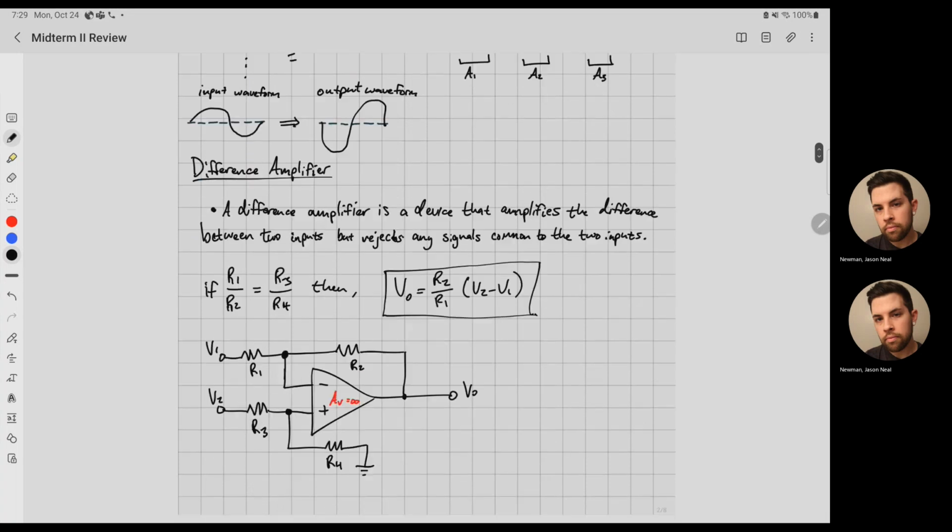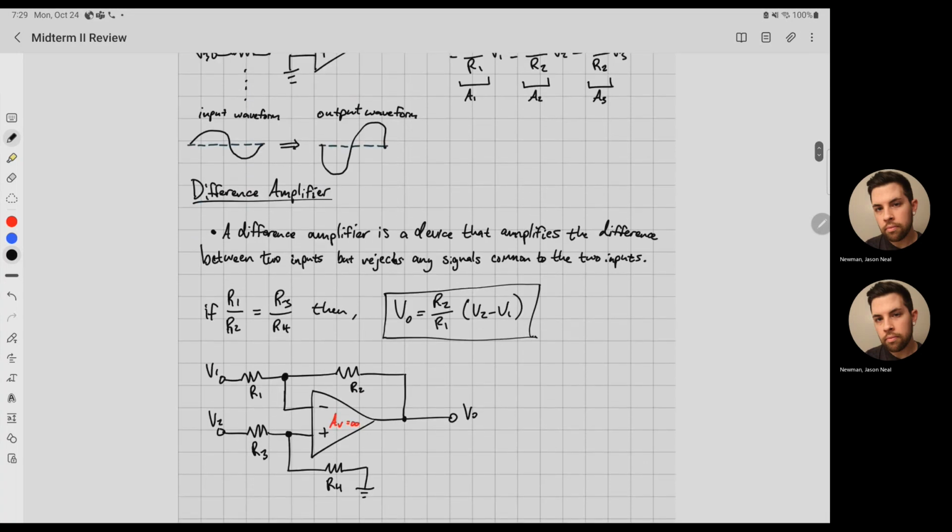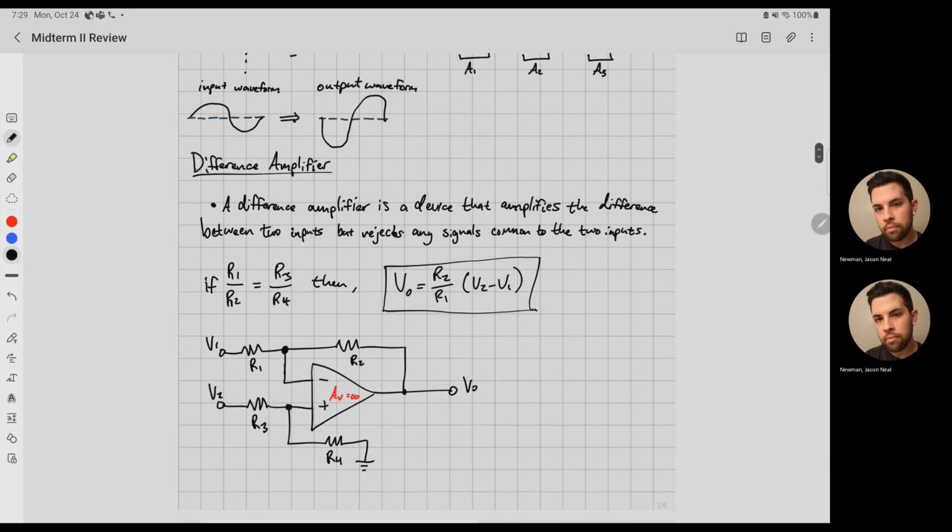And then we have the difference amplifier. A difference amplifier is a device that amplifies the difference between the two inputs, but rejects any signal common to the two inputs. And I think she just mentioned this in her slides, that for a difference amplifier for this class, you really only have to worry about the situation where all the resistors are equal to each other, which gives you this very nice simplified formula.